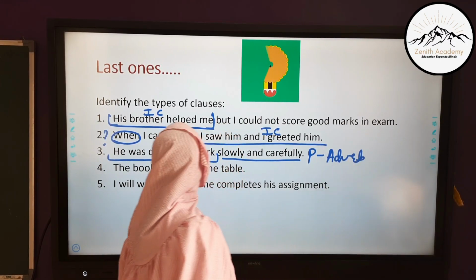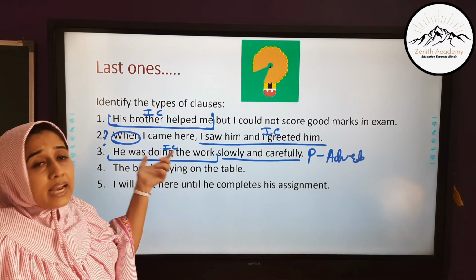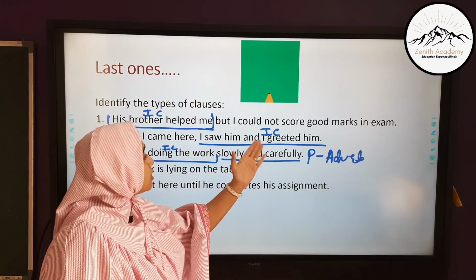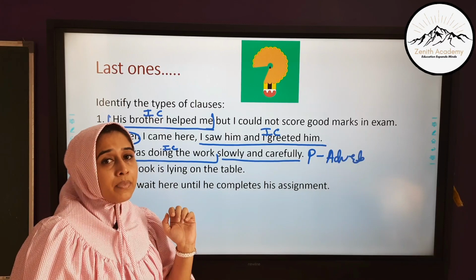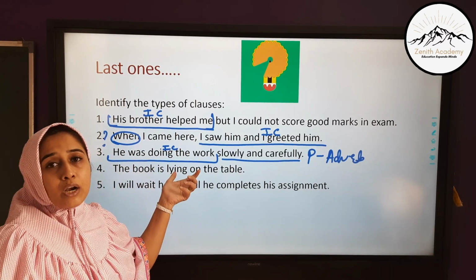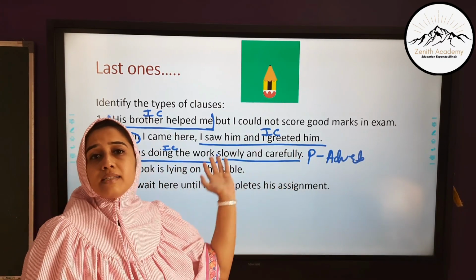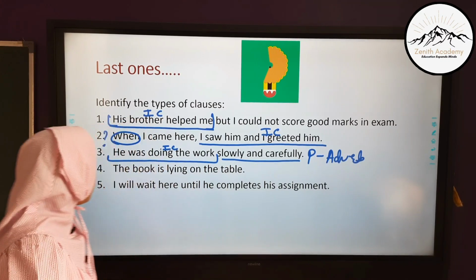Remember, an independent clause can either be merged with a phrase or a dependent clause to complete its meaning. But without the independent clause, the meaning of the entire sentence becomes incomplete.